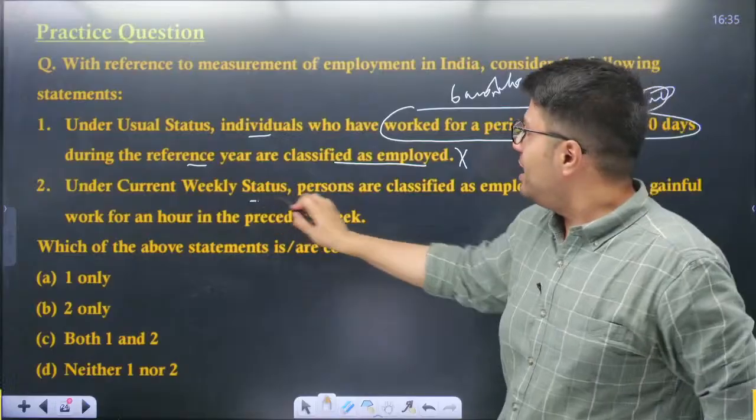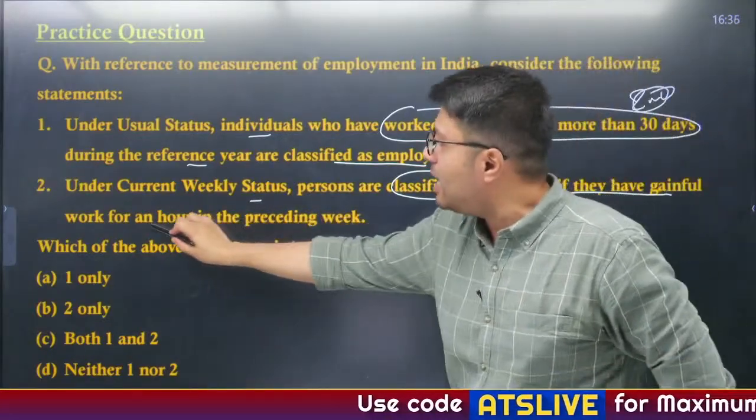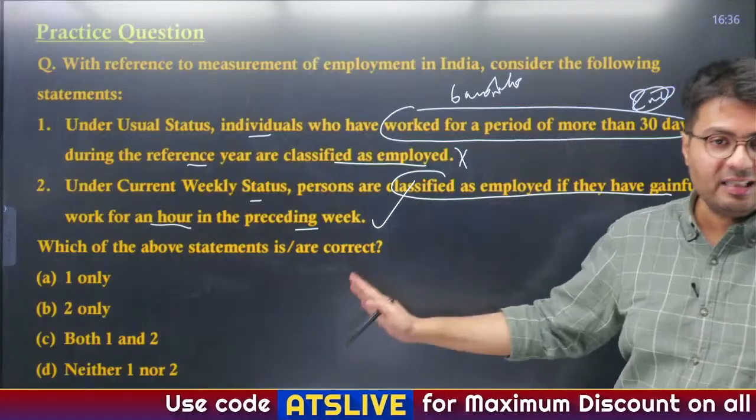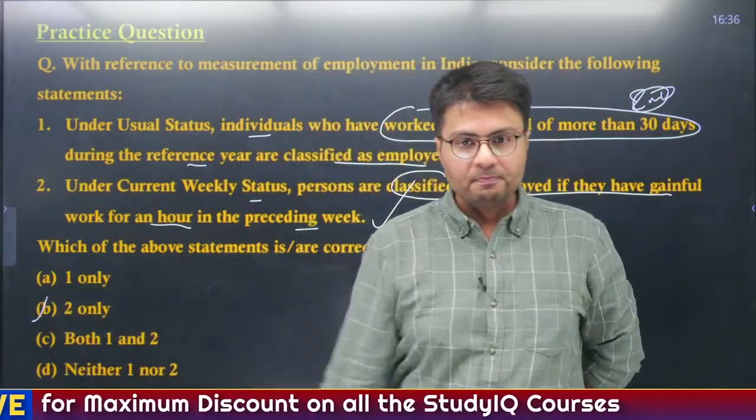Now under current weekly status, persons are classified as employed if they have gainful work even for an hour in the preceding week. This is correct, obviously the exact definition of current weekly status. So B is the right answer.